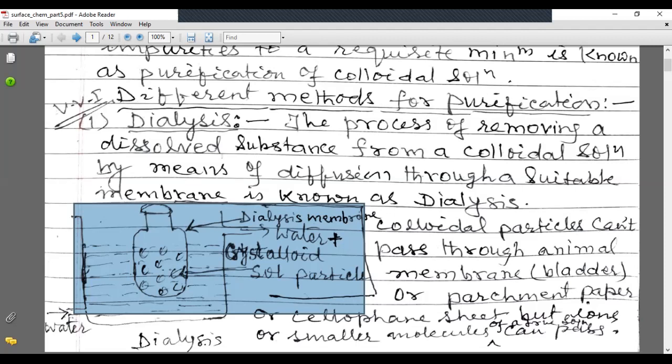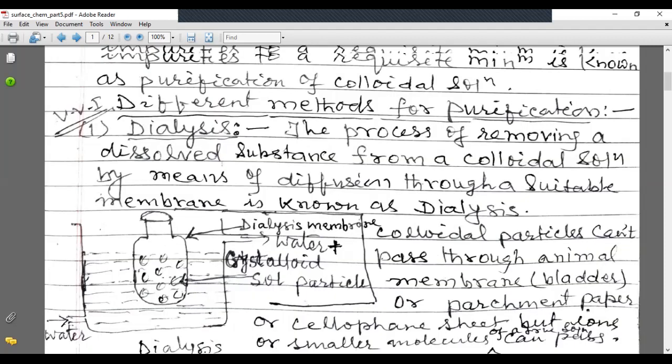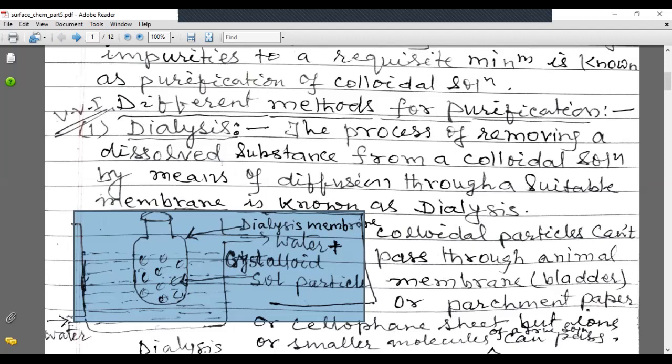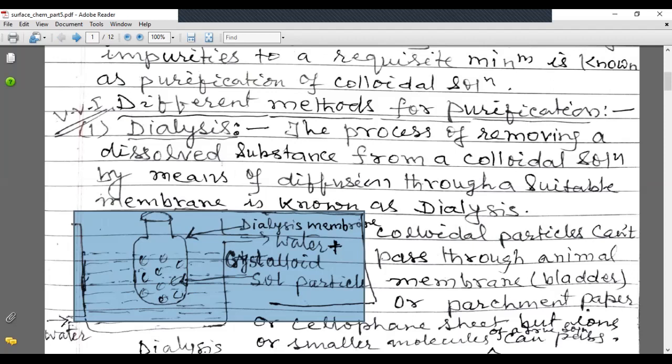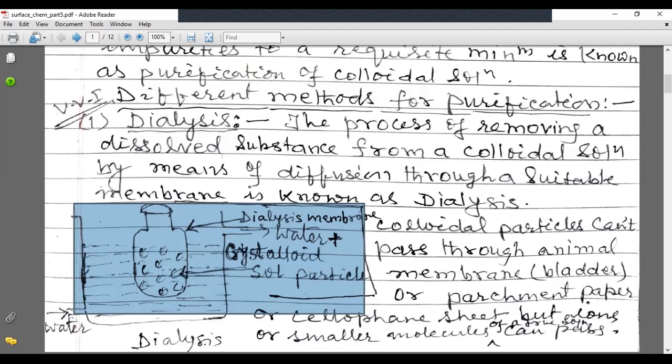Removal of dissolved substance from a colloidal solution by means of diffusion through a suitable membrane is known as dialysis. Colloidal particles cannot pass through this membrane, that is animal membrane, bladder or parchment paper or cellophane sheet, but ions or smaller molecules of a solution can pass. The apparatus used for this method is called dialyzer, which is clear from the diagram already shown in the page.